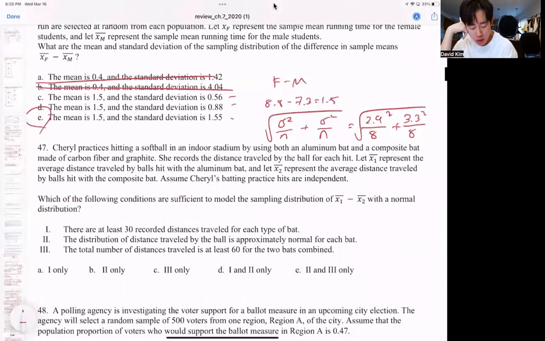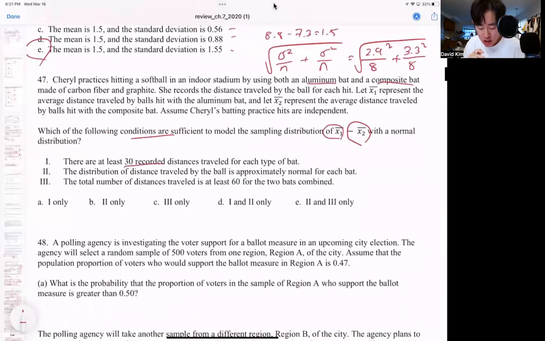Cheryl practices hitting a softball in an indoor stadium by using both an aluminum and composite bat. So we have two things once again. So x1 minus x2. Which of the following conditions are sufficient to model the sampling distribution with the normal? So there are at least 30 recorded distances traveled for each type of bat. So each sample contains 30. Yes, that's a check. So I'm going to eliminate everyone that does not use the central limit theorem to prove normality here, because that's the main focus of this question. The distribution of distance traveled by the ball is approximately normal for each bat. If the distance traveled by the ball is normal, so the population is normal, that means the sample is also going to be normal as well.